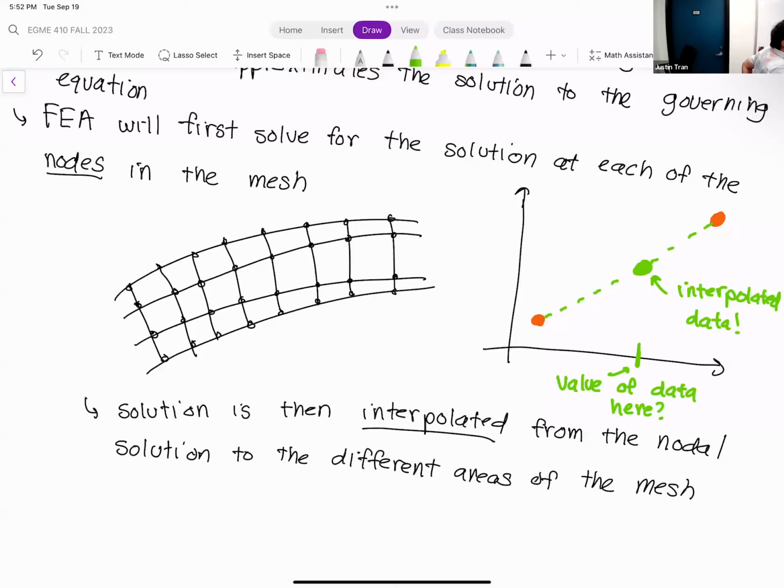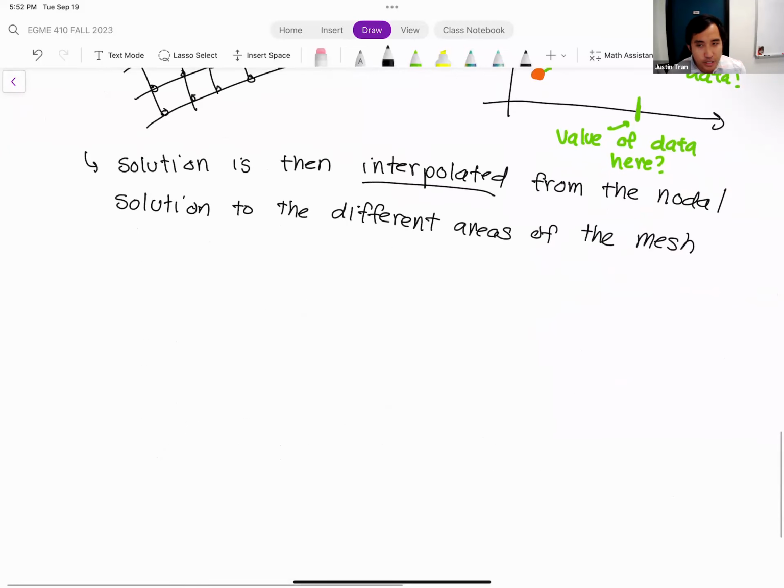And so you usually get something in between the two data points. FEA does the same thing. If you have your nodal solutions, when FEA goes to find the solution in the middle of an element or in other parts of your geometry, it's going to interpolate from the nodal solutions. It's just that the concept of interpolation gets extrapolated to 2D and 3D, which I think most people aren't used to.